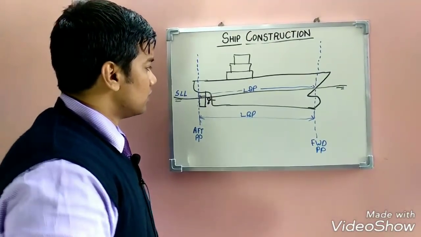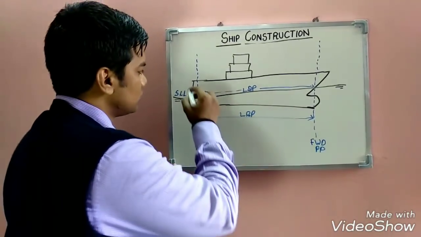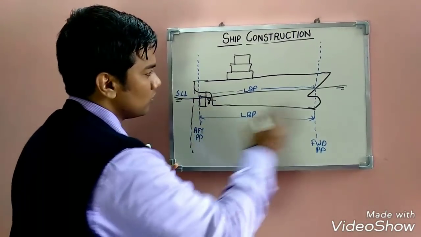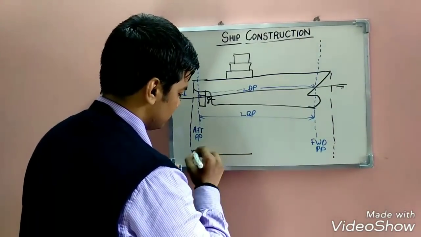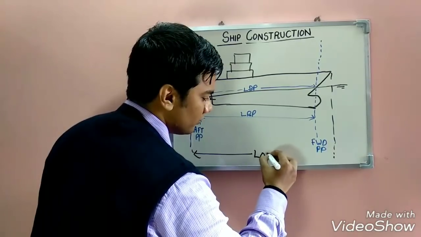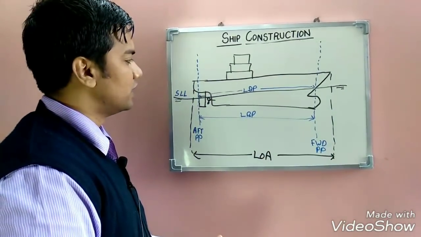Then, now length when it is taken over all extremities. So this length over all extremities is called the length overall. Length over all extremities is your length overall.